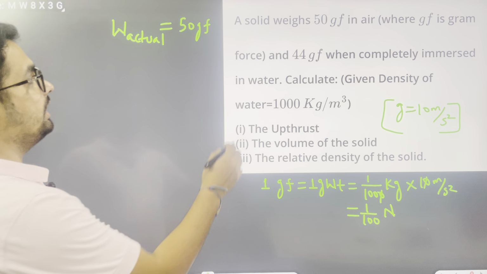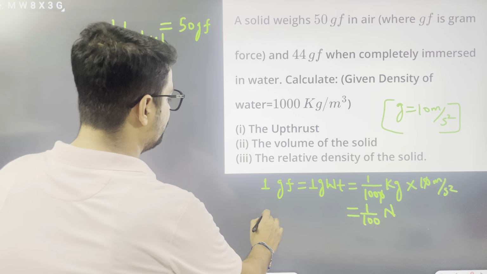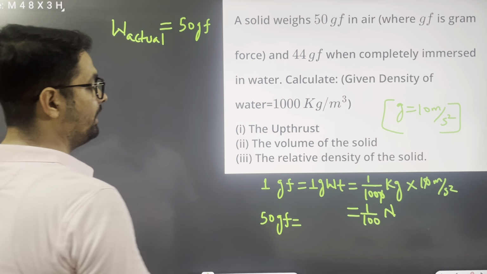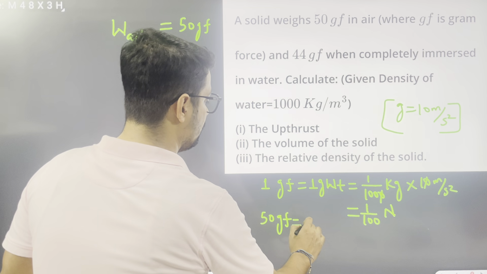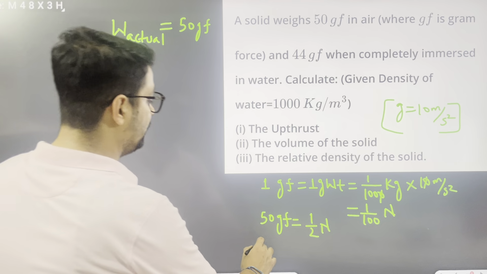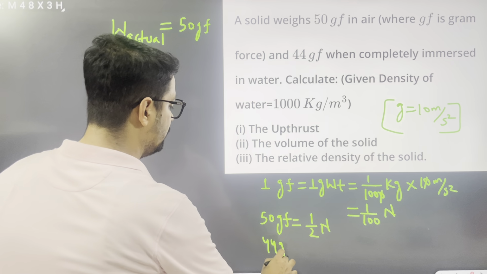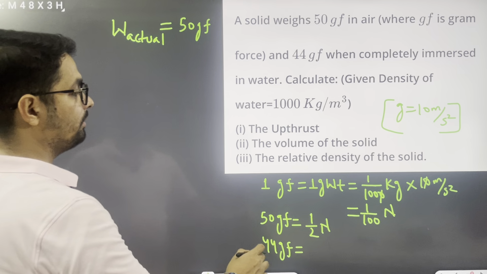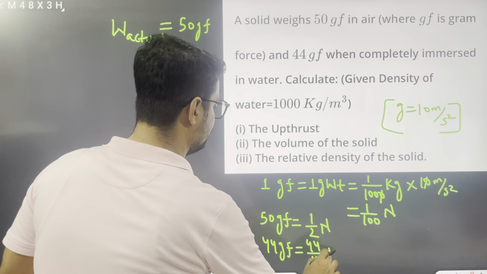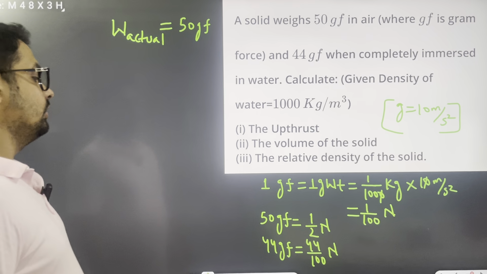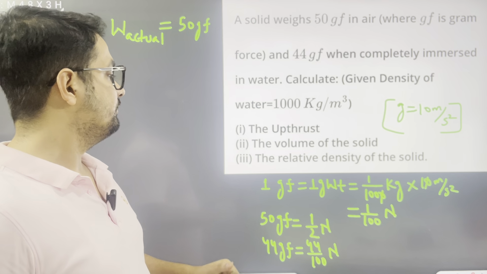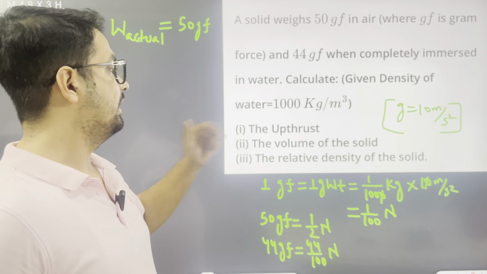In the same way, what is the meaning of 50 GF? 50 into 1 by 100, that is 1 by 2 Newton. Correct? And in the same way 44 GF is 44 by 100 Newton. Now I just converted into Newton because I have to do the calculation here, so that's why I want the answer in SI form.